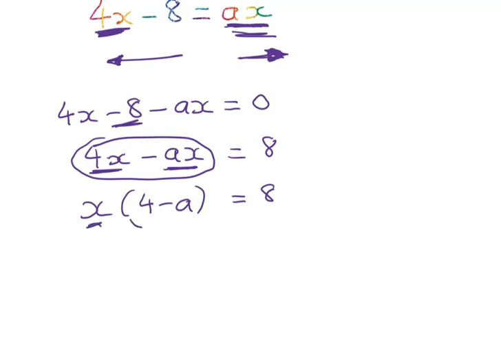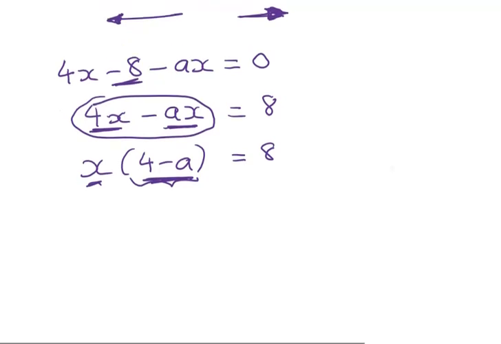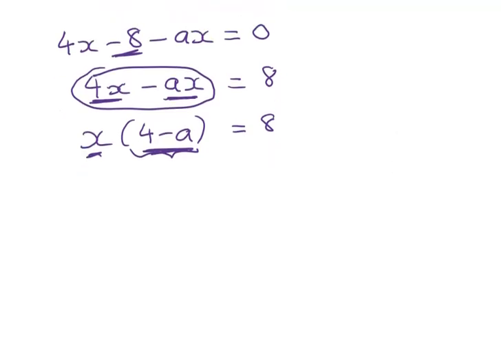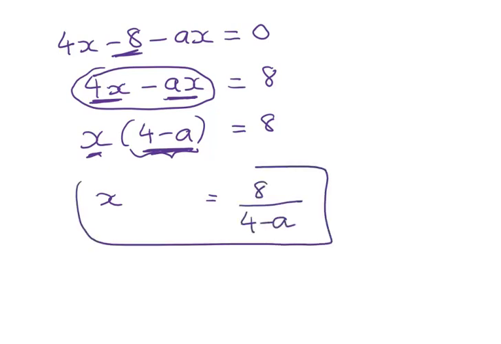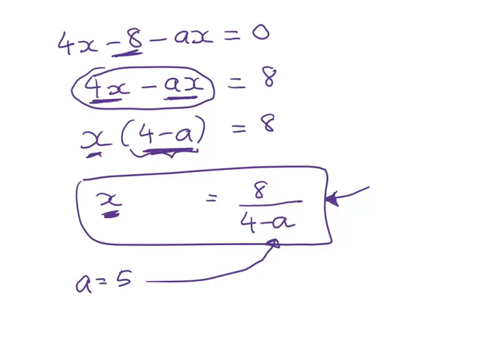So we've got X times this, X times 4 minus A is equal to 8. So I'm going to divide both sides by that, and I'm left with 8 divided by 4 minus A. So that's my answer for that one. We've got X as the subject because we've got X equals blah, blah, blah. Note that there are no X's on that other side. So if someone tells you that A is equal to 5, you can substitute it in there and you can work out a value of X.